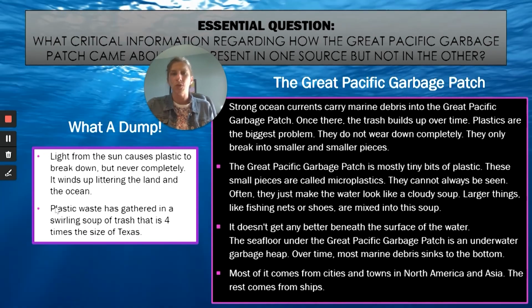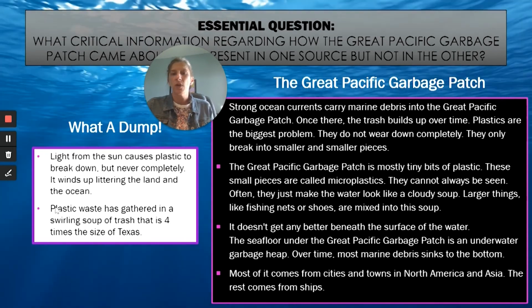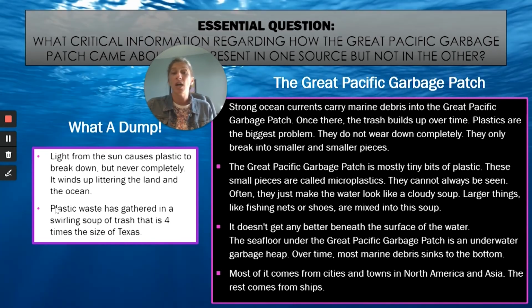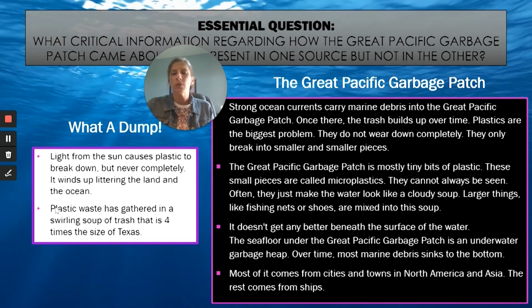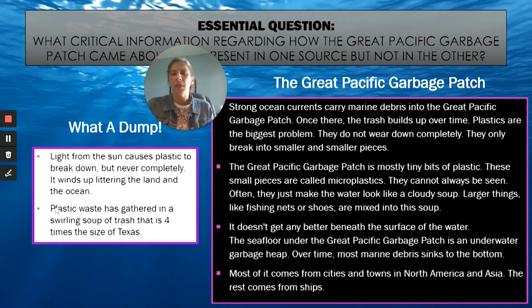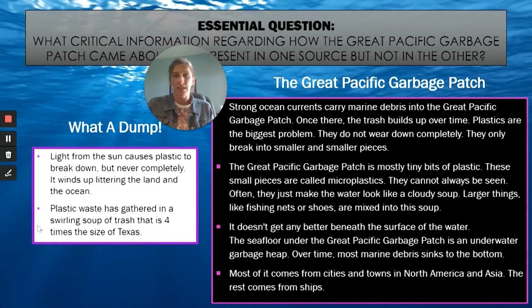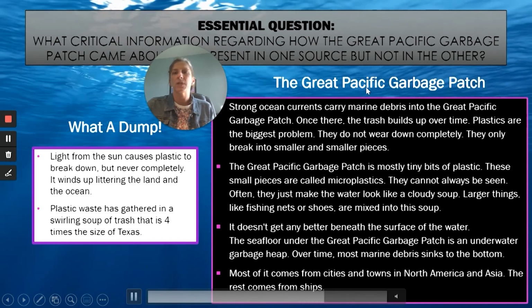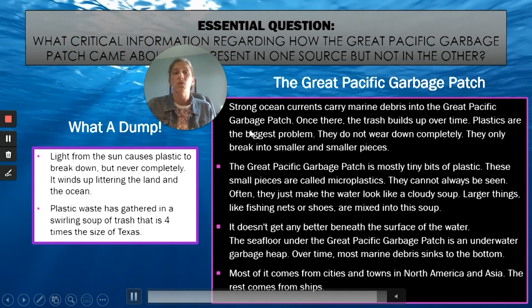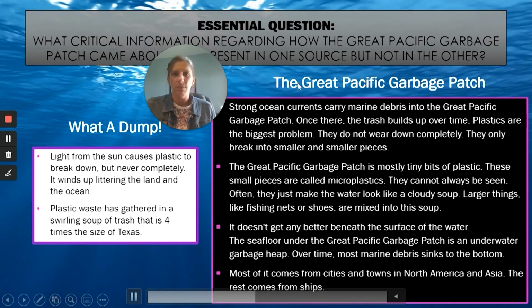It doesn't get any better beneath the surface of the water. The seafloor under the Great Pacific Garbage Patch is an underwater garbage heap. Over time, most marine debris sinks to the bottom. Most of it comes from cities and towns in North America and Asia. The rest comes from ships. You can see that we have a lot more evidence in "The Great Pacific Garbage Patch" than we do in "What a Dump." The next step is, what do we do with that information now?